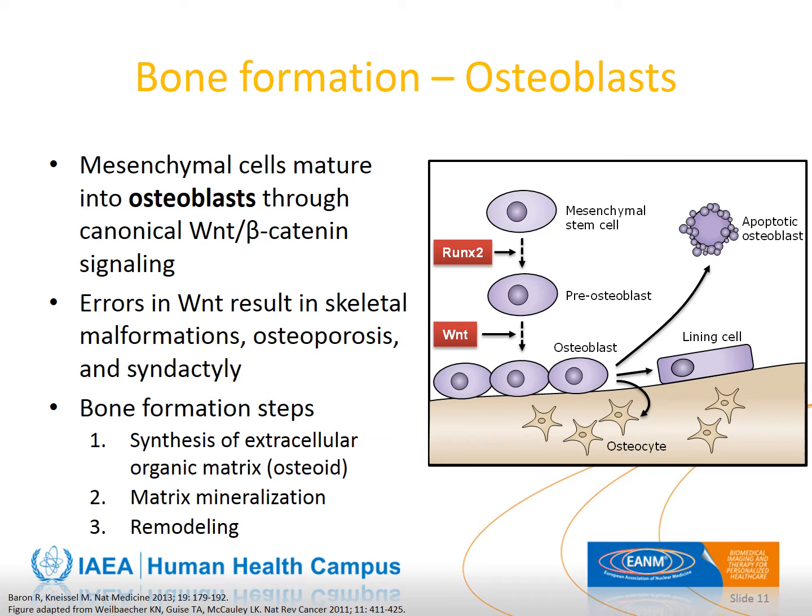The process of bone formation consists of three phases. First, the extracellular matrix is produced by osteoblasts. This is followed by the mineralization of this matrix, and finally, remodeling occurs to sustain the newly formed bone. Once osteoblasts end their bone-forming function, they will terminally differentiate into osteocytes, lining cells, or undergo apoptosis.